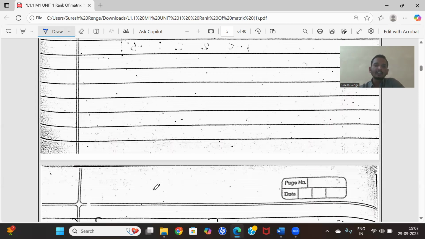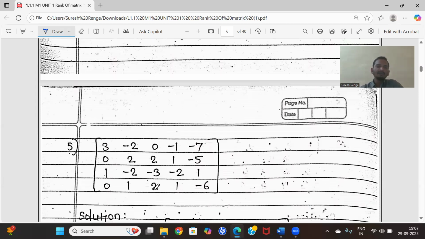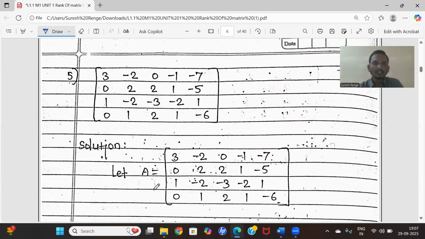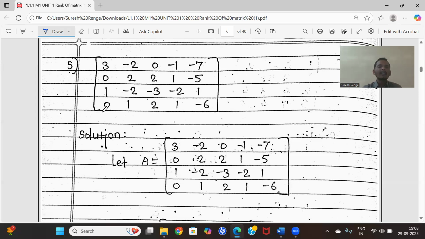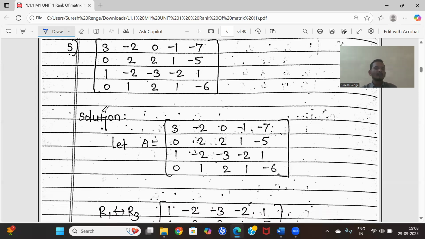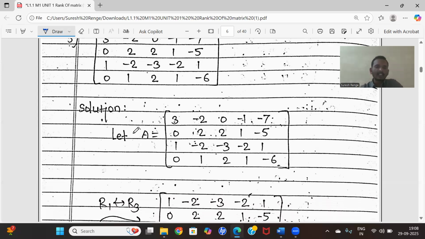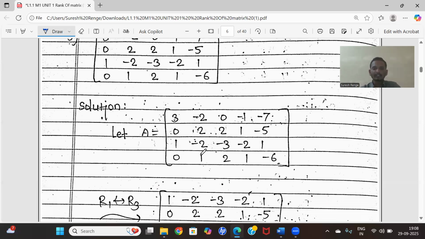Now let us discuss question number 5. This question has a 5-mark weightage, and it asks to find the rank of the matrix by using the echelon form. The solution is to write down the given matrix as it is. A is equal to this given matrix.